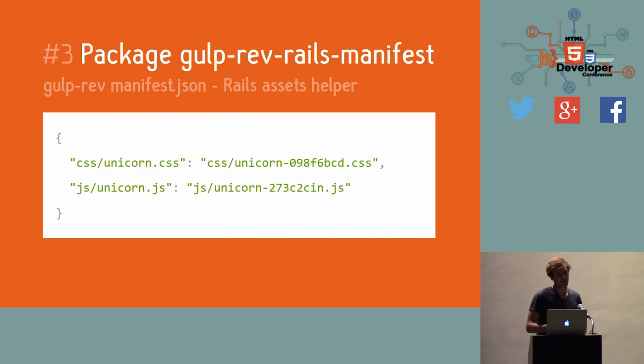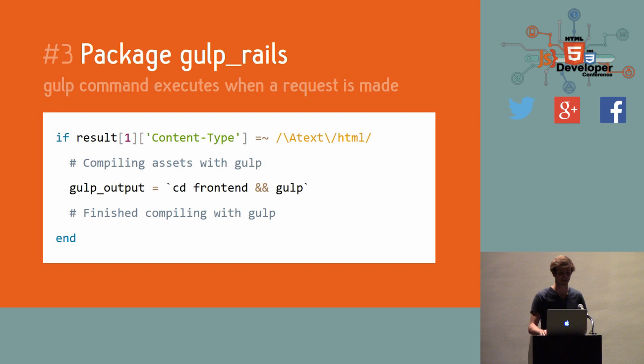With this one, like gulp-rev, there's probably a lot of people using that, where you add a hash to the end of each file. Gulp-rev-rails-manifest is going to create a Rails manifest file, which is going to be part of the Rails asset helper, making that workflow, again, faster.